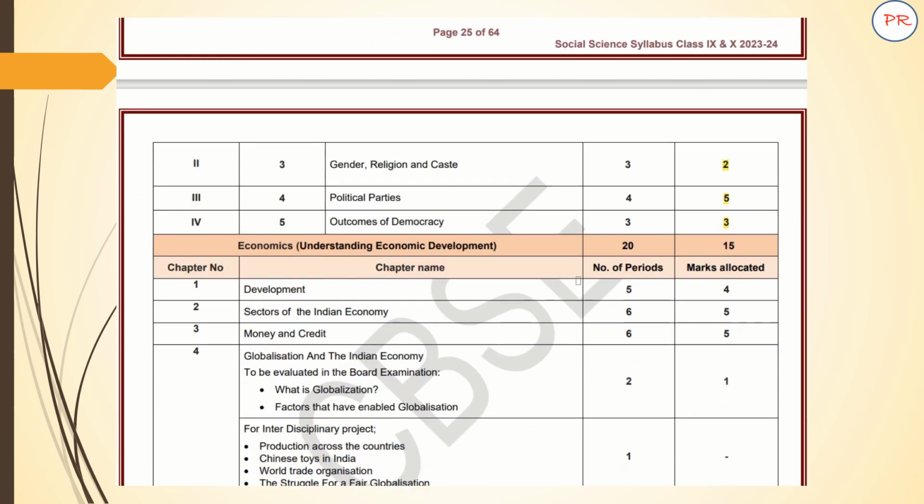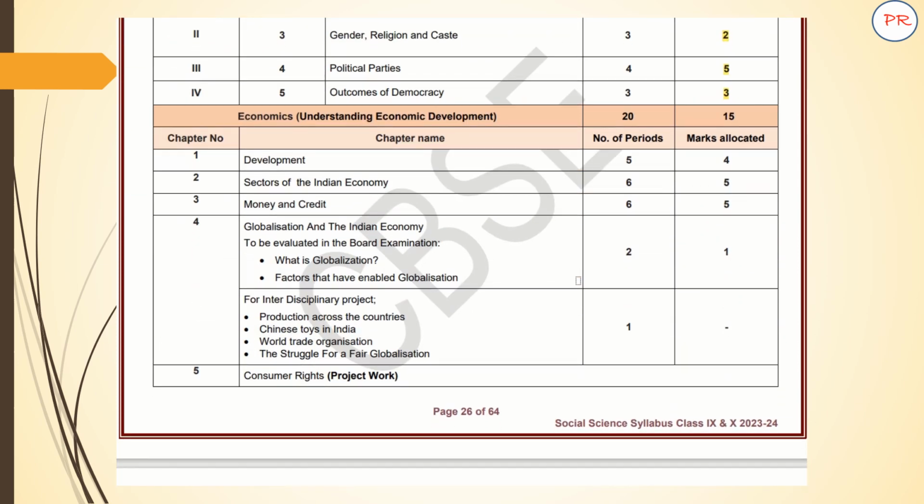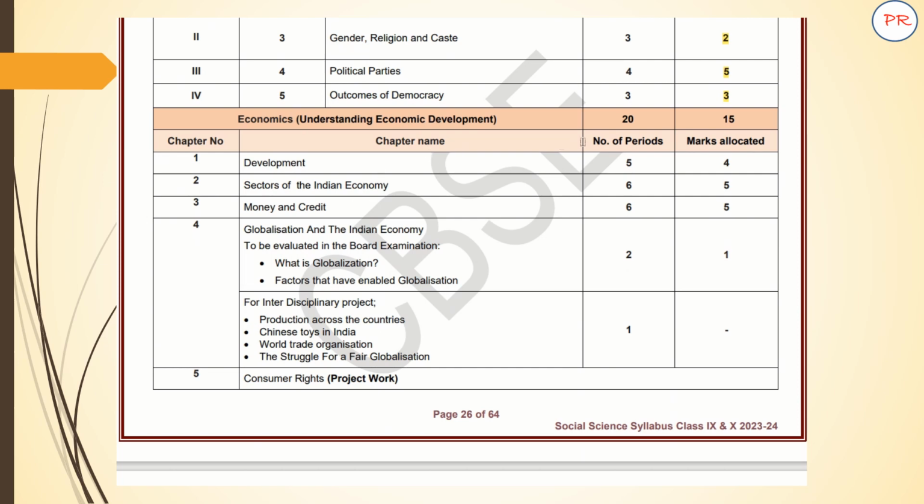Now last but not least part of our social science, that is economics. Economics will be asked only for 15 marks. Again it has 5 chapters. First chapter, development, will be asked for 4 marks. Second chapter, sectors of the Indian economy, 5 marks. Money and credit, 5 marks. Whereas globalization, that is the fourth chapter, will be asked in the board exam only for 1 mark.